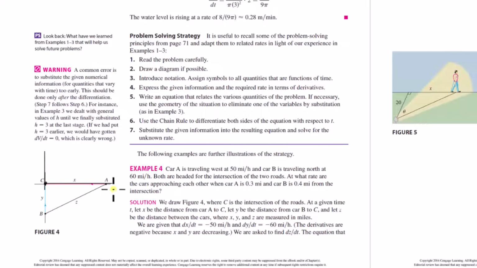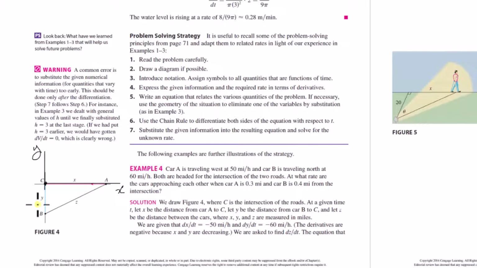I would put my XY coordinate system. Okay, so what it's looking for is the rate of the distance. How fast is the exact, straight line distance between the two cars changing at a certain point in time? So we're looking for dz dt. We know that car A is traveling at 50 miles an hour in this direction. Car B is traveling at 60 miles an hour in this direction. So let's do this the way that I would do it in the beginning and see what happens.